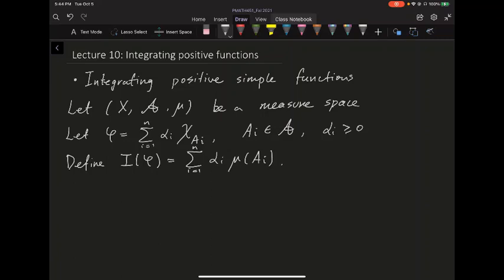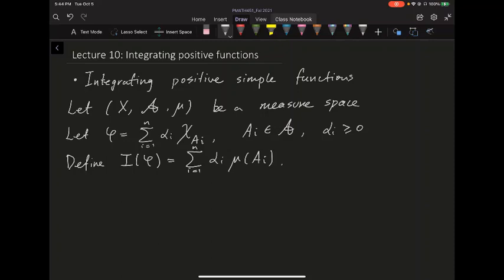And now let's define what I want the integral to be. So let's define a function that's called I of phi. Eventually I want to show this is the same as the Lebesgue integral, or just the integral of phi. But let's just define it as a function of phi for now. So I define it this way: I define it to be the summation of the function value multiplying the measure of its base.